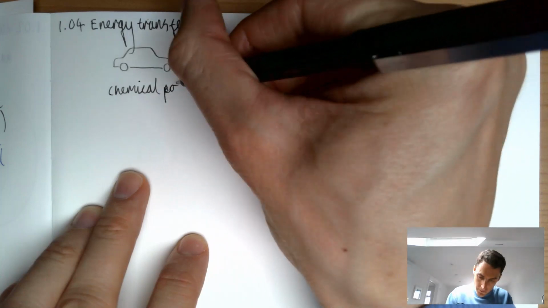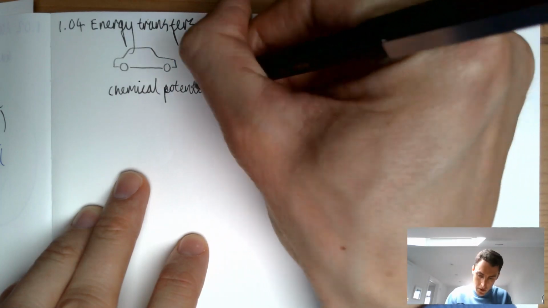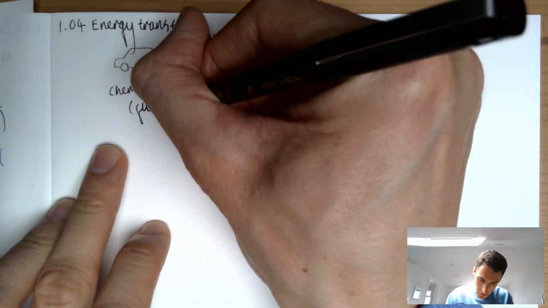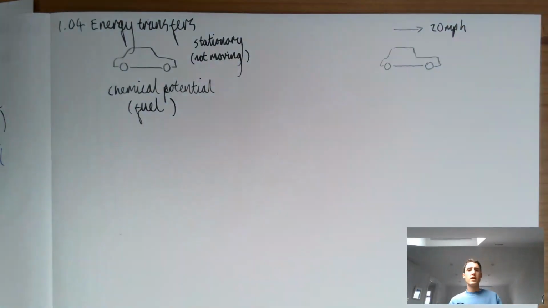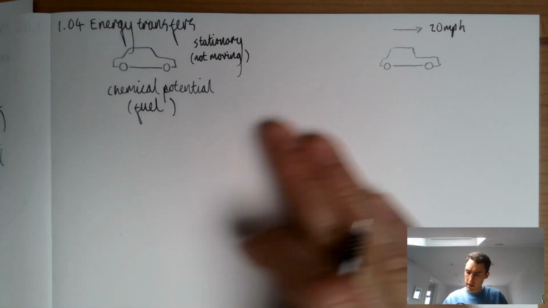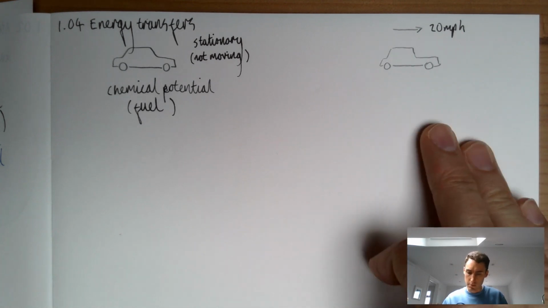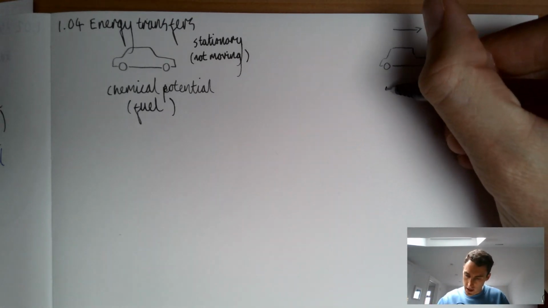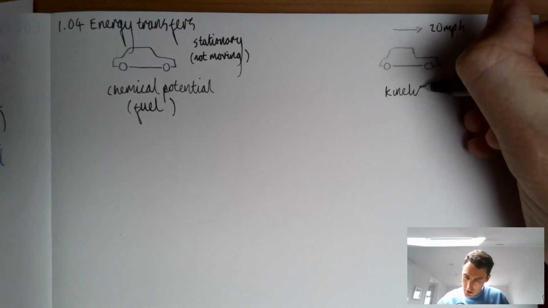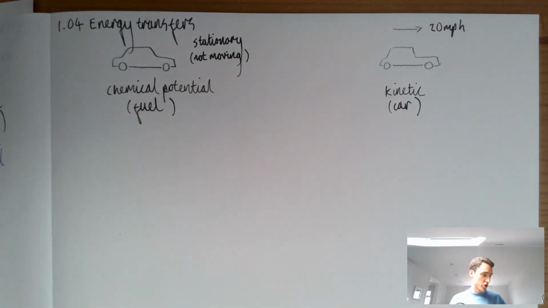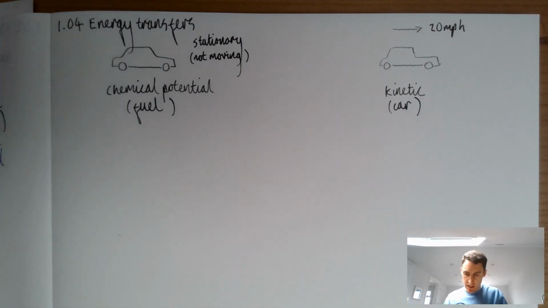Sorry, potential. And that's being stored in the fuel, like this. And then I'm going to do the same thing over here and say, well, okay, how is energy being stored in this example? And it's no longer potential energy, it's no longer energy that's in the bank. This is energy that's actually being used. I've got kinetic energy in the car. Being stored by the car, I should say.